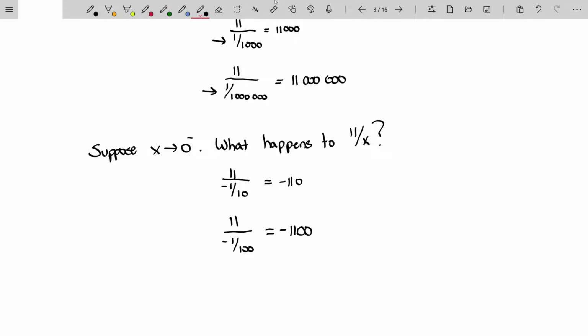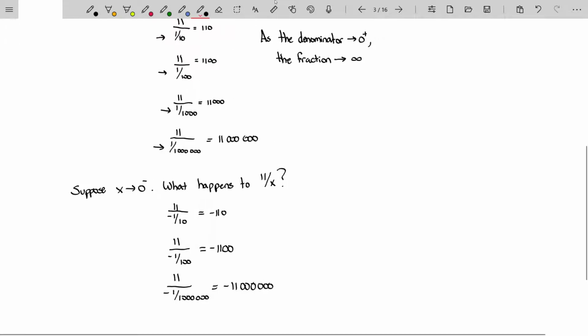And you could see where I'm going to go with this. So I'm just going to skip and say, what if we were to plug in negative 1/1,000,000th into that denominator? Well, then you'd get a negative 11 million is what that fraction would be. So as x gets really close to 0, but it's negative, that fraction tends to negative infinity.